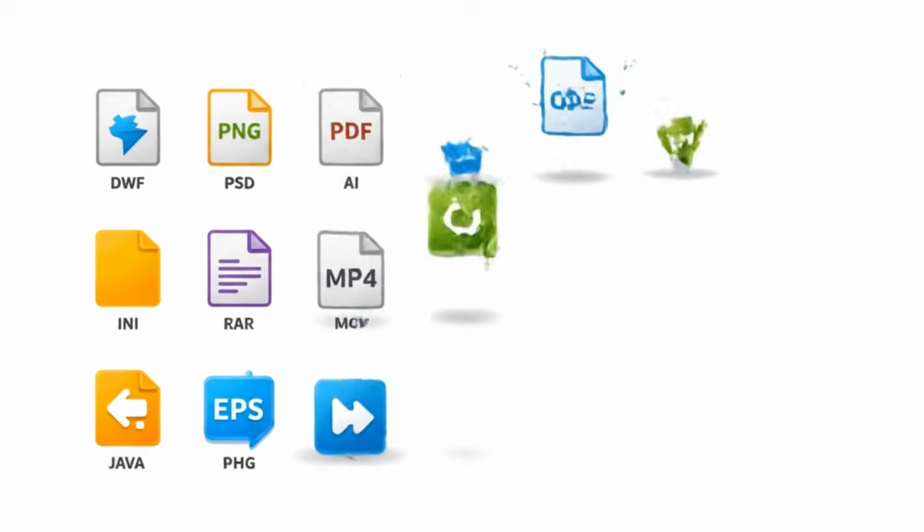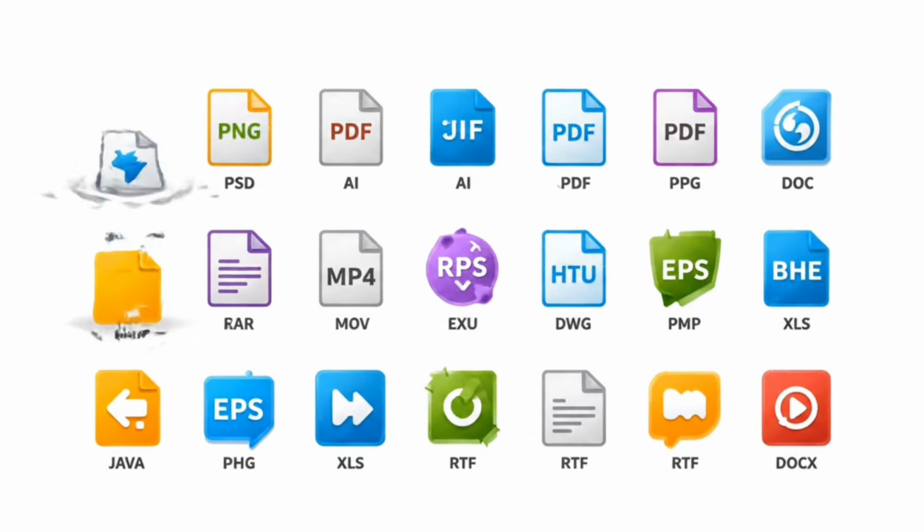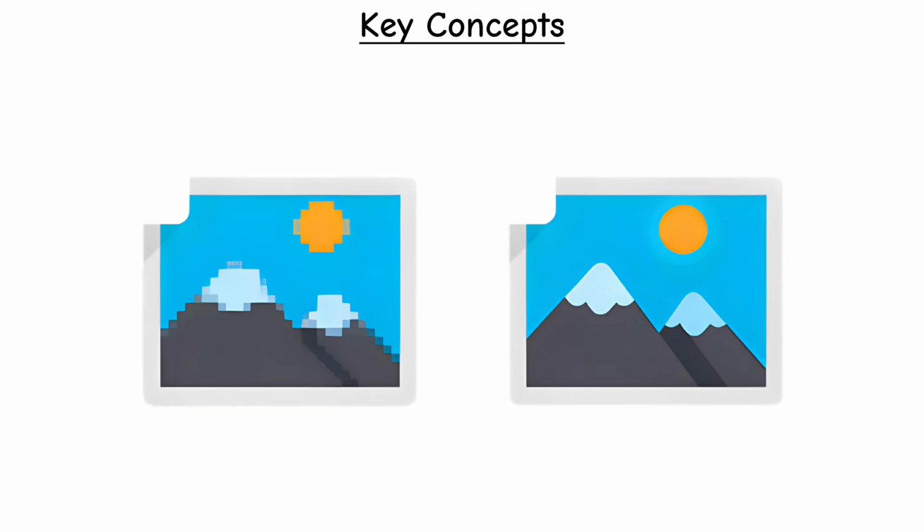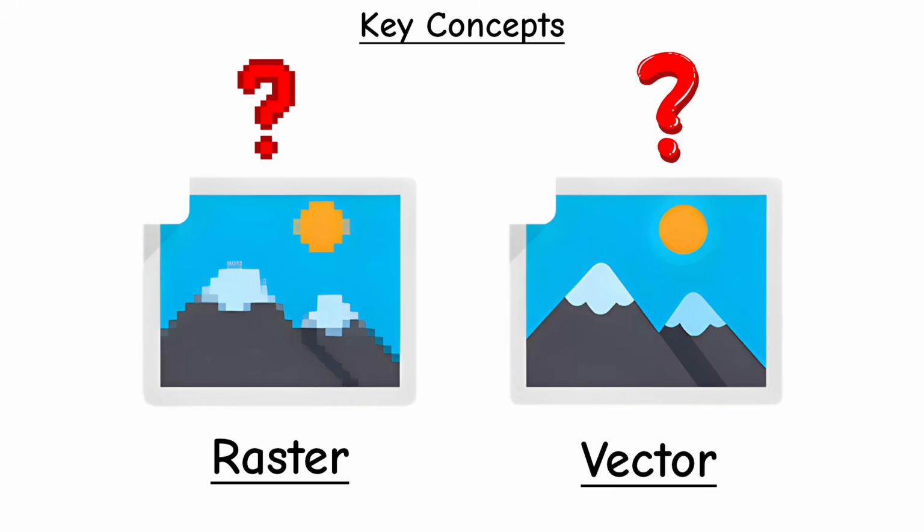Hi there, today in this video we're going to talk about some of the image formats or extensions. There are literally 100 plus of image formats out there, but for everyday use only a few really matter. Before we get into them, let's first talk about two important concepts. 2D images are generally divided into two main categories, raster and vector. So what's the difference between the two?